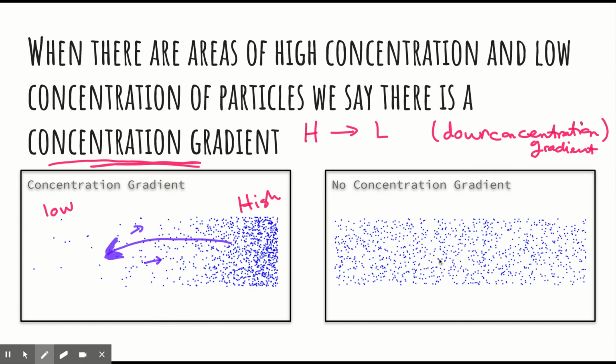In this diagram, there is no concentration gradient because there is equal concentration throughout. This is what we say is in dynamic equilibrium. Dynamic means still constantly in motion. These particles are still moving.